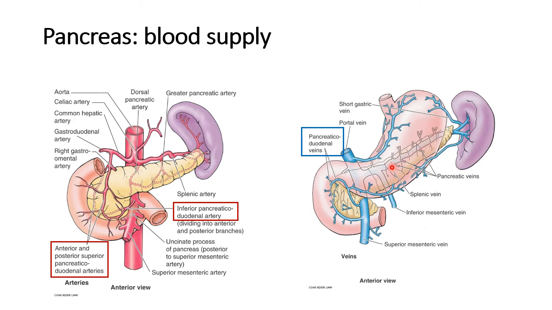Regarding the veins, it's the corresponding veins. So we have the superior pancreatico-duodenal vein and inferior pancreatico-duodenal veins, which both drain into the superior mesenteric vein. We also have the pancreatic veins, which drain into the splenic vein. Eventually, all the venous drainage from the pancreas drains into the portal vein, either through the superior mesenteric vein or through the splenic vein.